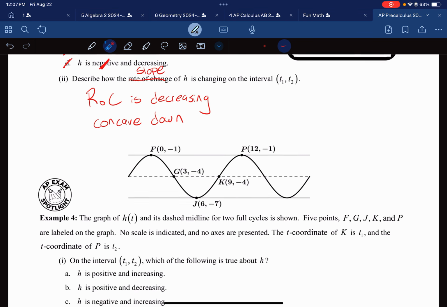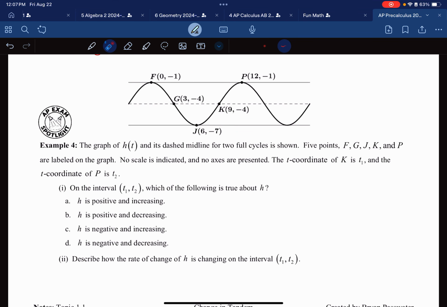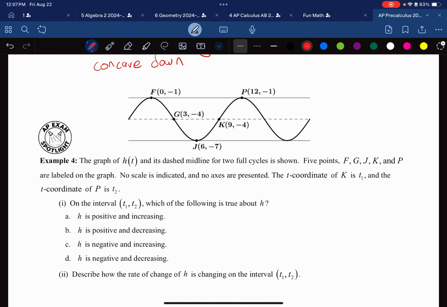Let's try another. All right, where's T1 and T2? I know the pattern now. T1 is K, so let me come down here and say T1 is K, and T2 is P. This P right here is T2. So it's only talking about this interval on this line right here. Everything else I can ignore. All right, between T1 and T2, what's going on?